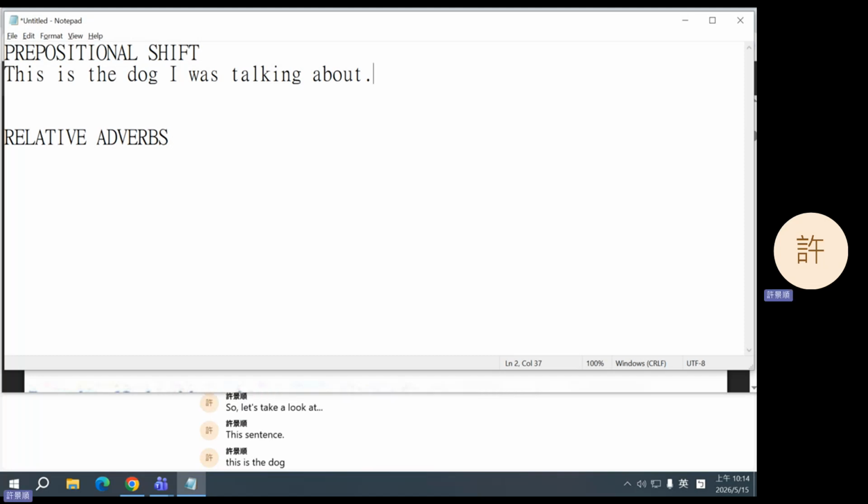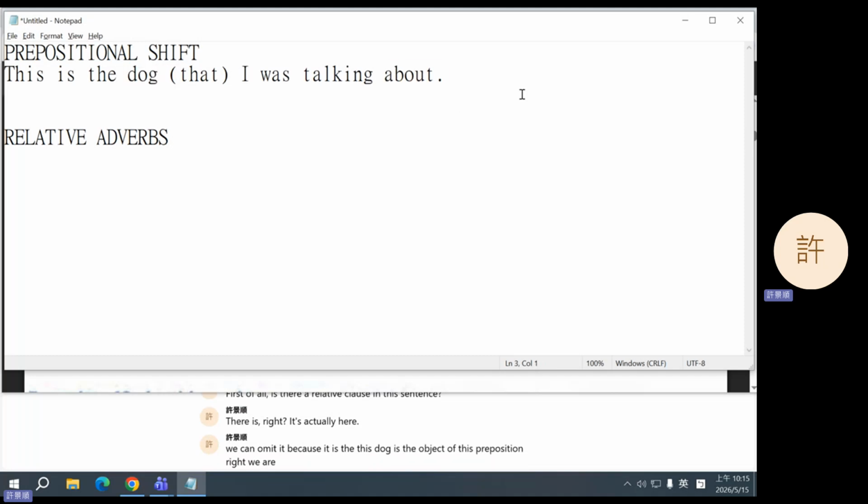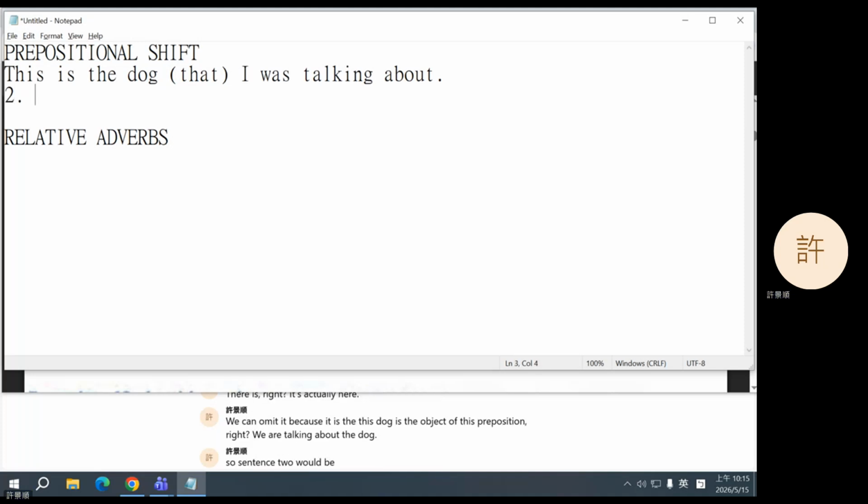This is the dog I was talking about. First of all, is there a relative clause in this sentence? There is, right? It's actually here. We can omit it because this dog is the object of this preposition, right? We are talking about the dog. So sentence 2 would be, I was talking about the dog, right?